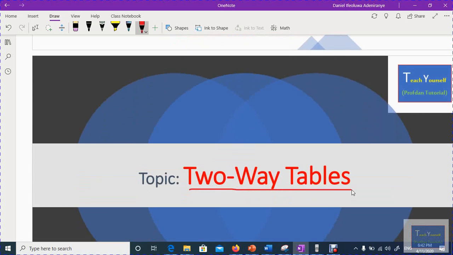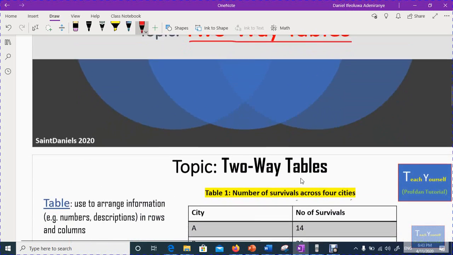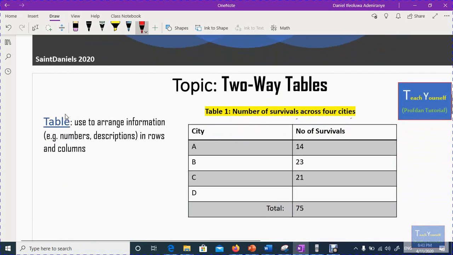Our topic today is on two-way tables. I'm going to be taking you through the elementary part of what a table is, one-way table, two-way tables, how it can be used to analyze a survey, and so on and so forth. Majorly, it's going to be through examples to understand the elementary concept of two-way tables. I'm going to start with what a table is.